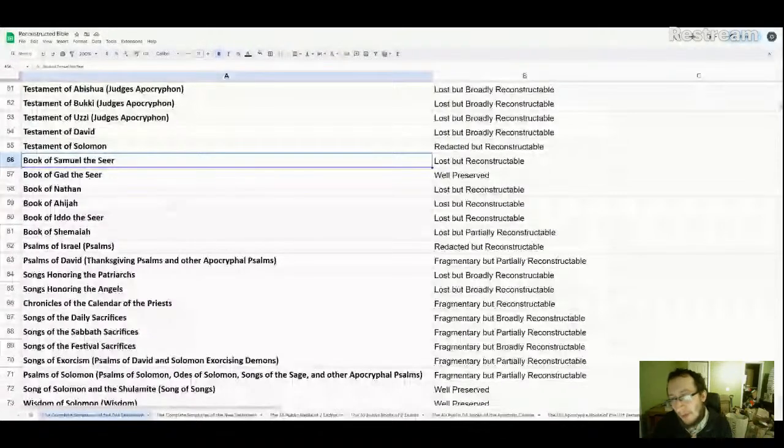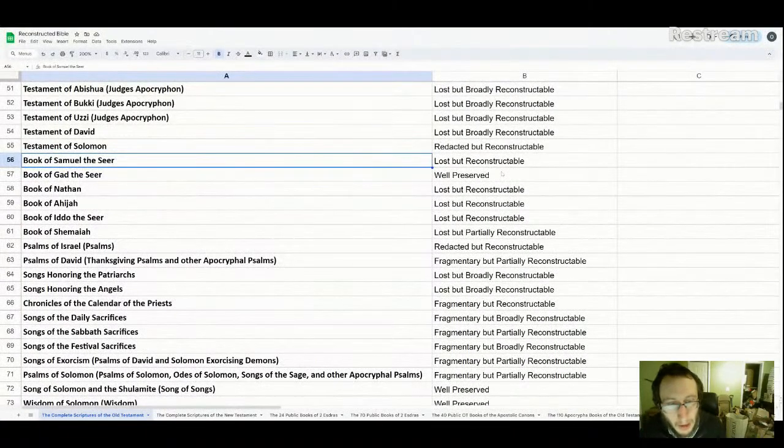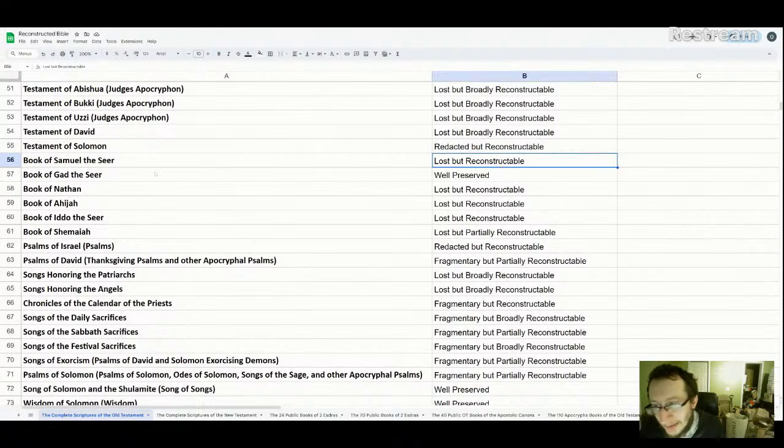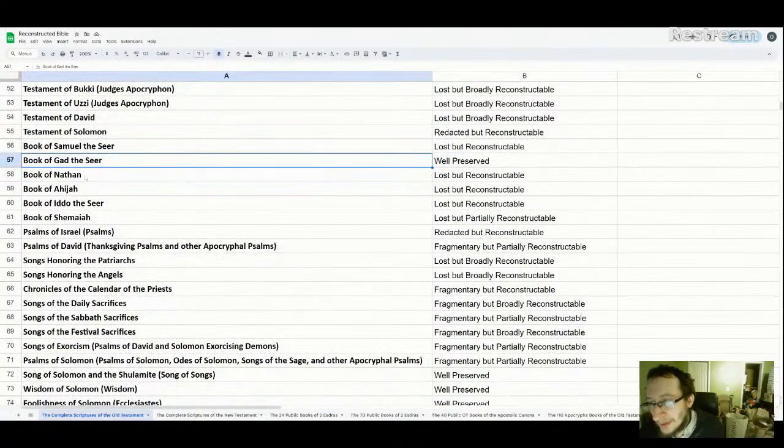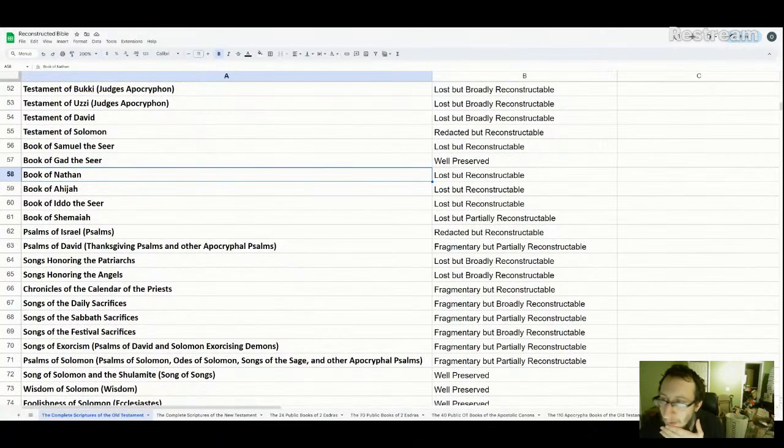So with all that said, we will use these Psalms as well as the events from 1 Samuel to put together a picture of what the book of Samuel the seer would look like. So that's why I say lost but reconstructible. Gad the seer, we don't need to reconstruct. That brings us to Nathan the prophet. So with Nathan the prophet, we have a couple of interesting things.